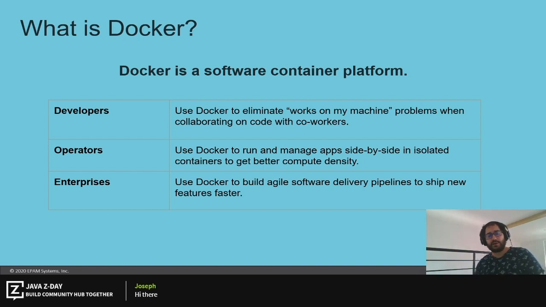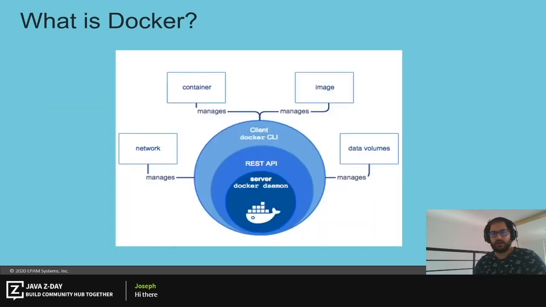And finally, for enterprises, Docker can be a tool that enables them to create agile software delivery pipelines, because it will be very easy to have a standard way to move one application from your dev environment, passing through all the environments like QA, until production. It will be very easy with Docker to move these containers from one environment to another environment.